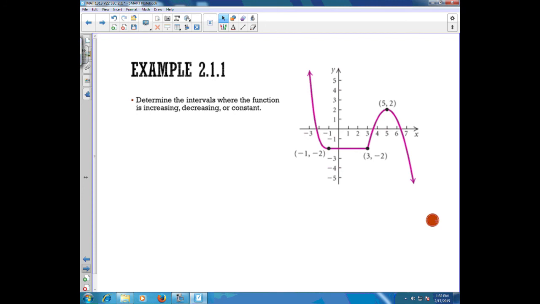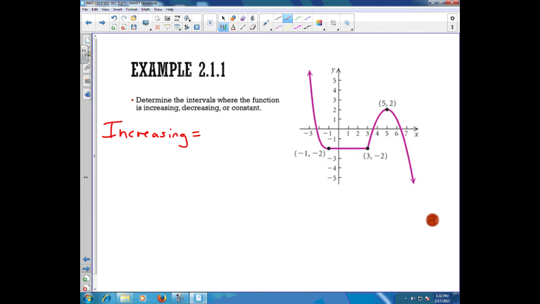So here's an example. We want to determine the intervals where the function is increasing, decreasing, or constant. And so we're going to look at this picture from left to right. And we want to determine where this function is increasing. If we look at it from left to right, where is the function going up from left to right? Where's the y value increasing from left to right?